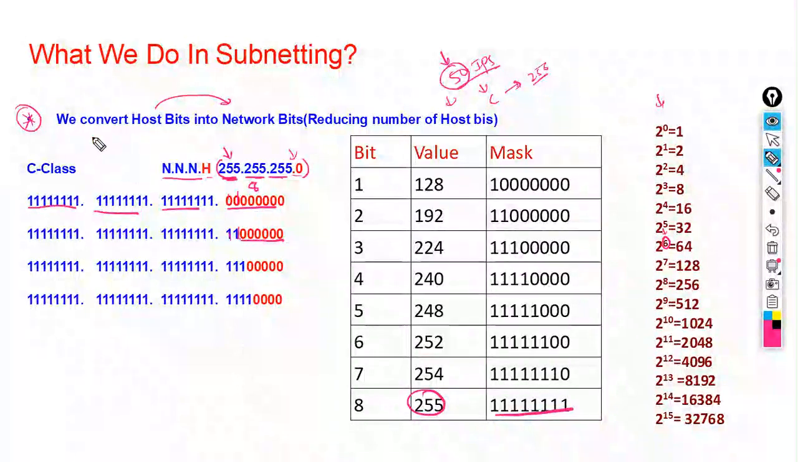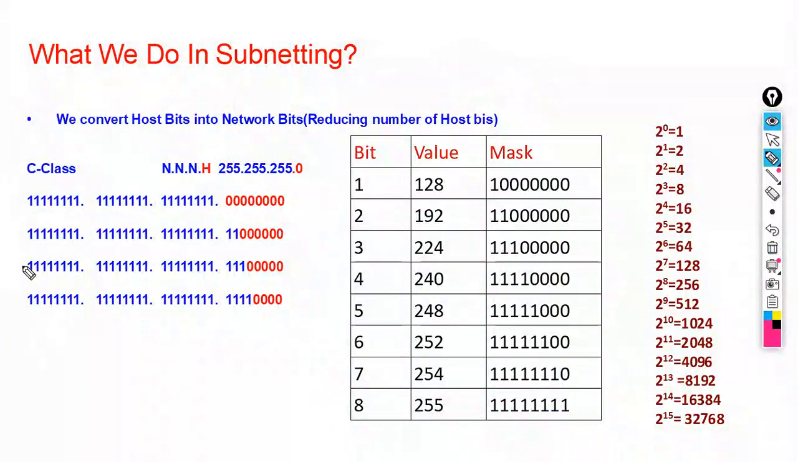So guys, what we are doing is subnetting. We are converting host bits, meaning zeros, to network bits, meaning ones. So we have converted zeros to ones. We have reduced the number of host bits. Previously we had 8 zeros. Now after the conversion, we have 6 zeros. So we have reduced the number of zeros. This is what we do in subnetting.